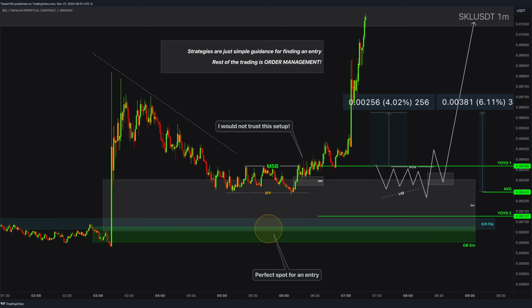As you can see, strategies may change. They are only for finding ourselves an entry point. What we need to learn is our order management, how to divide our orders into pieces, and how to be clever about managing the risks. Because we do not know the future. We can only know and control our risks.